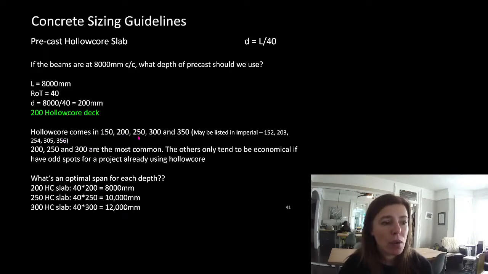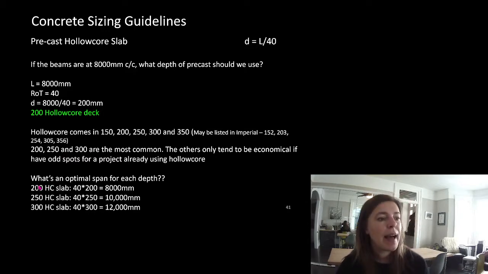Now, I said hollow core comes in these typical sizes, but that 200, 250, and 300 are the most common. The others tend to only be economical if you're using 200, 250, or 300 in the project and you don't want to do cast in place for little tiny zones. So they make those other ones really only to sell to people that are using their product in the rest of the building. So if these are the common ones, could we know what the typical spans for those common hollow core products are?